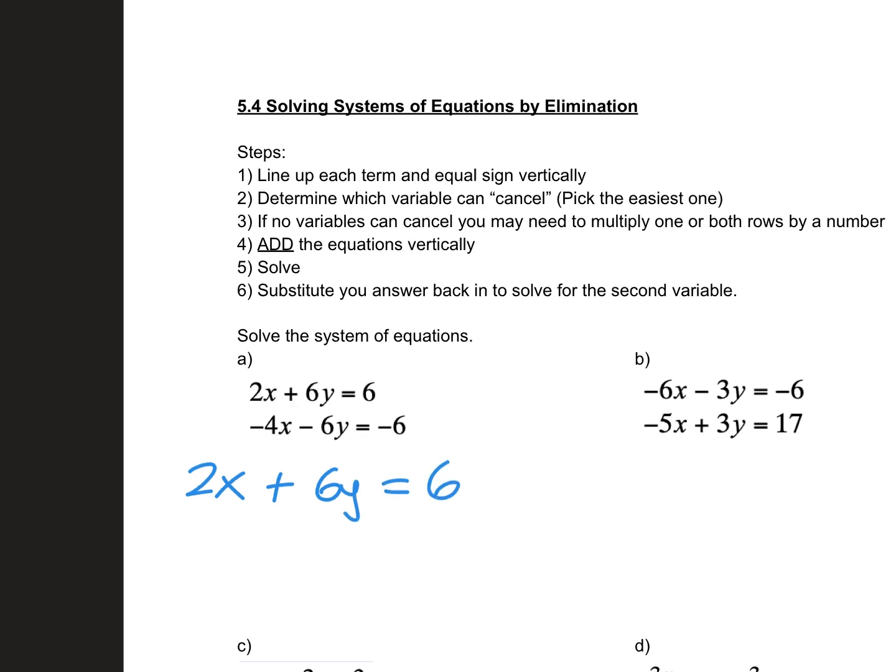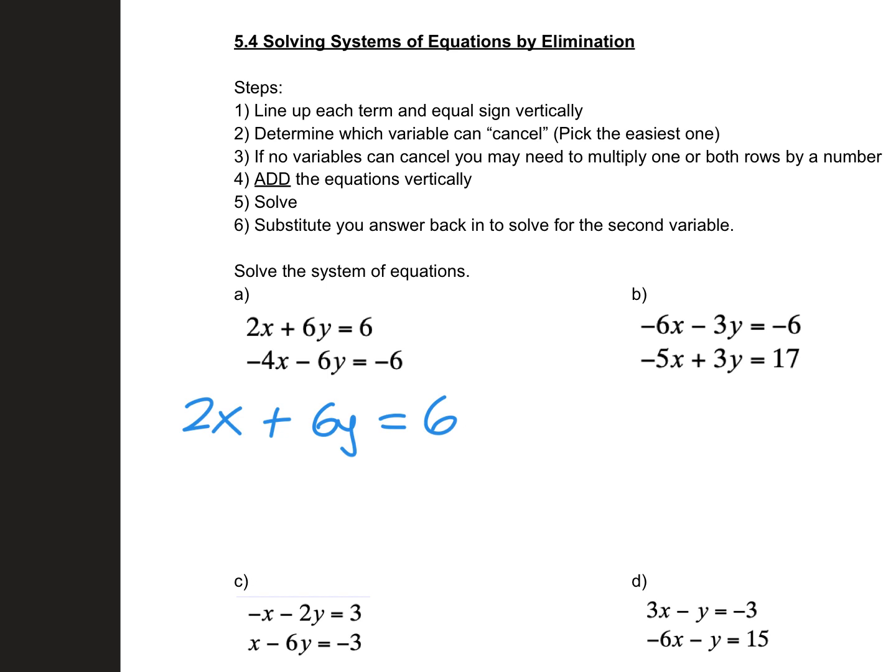Now, I want to write the second equation underneath of it, but I need to line up the variables so that they're vertically just on top of each other. So my second equation here, I'm going to write it just below. So I have negative 4x minus 6y equals negative 6. So I've just rewritten it so that they're directly on top of each other. I have my x's, my y's, and then the stuff on the right side of the equal sign.